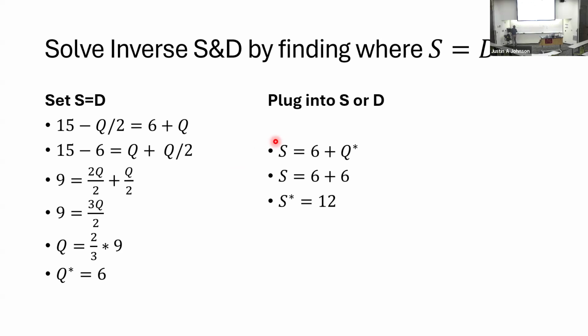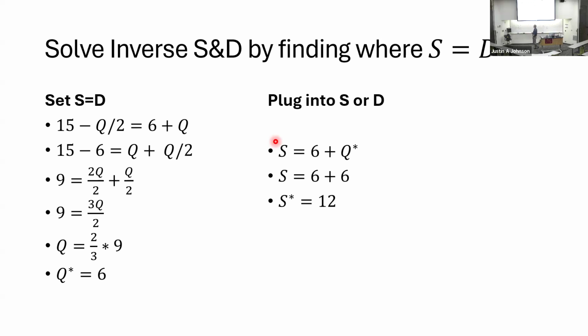We can now get our q star. So we're going to multiply it by 2/3, which means we pull the 2/3 next to the 9. And that's pretty easy to see as it's 6. So we have a q star of 6.